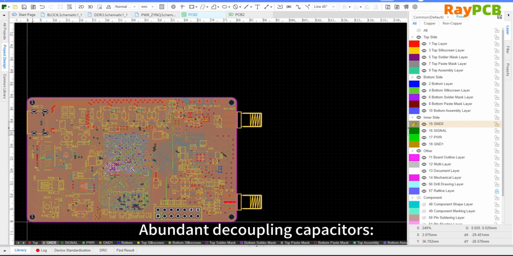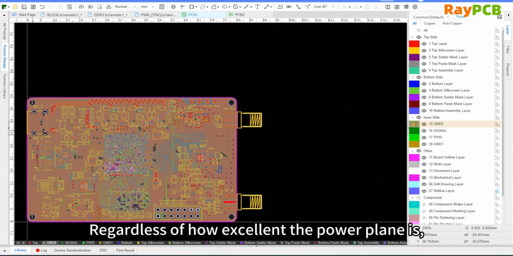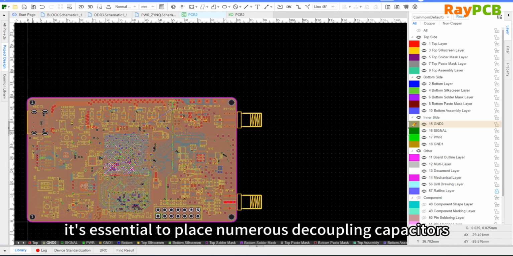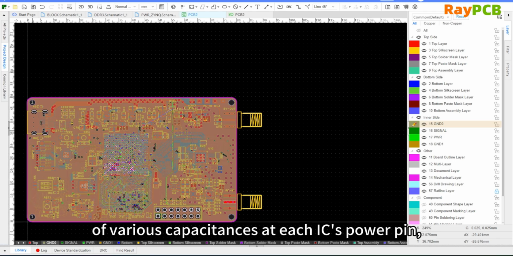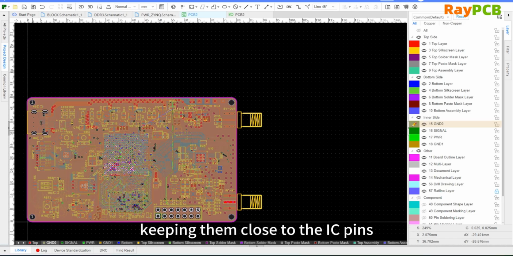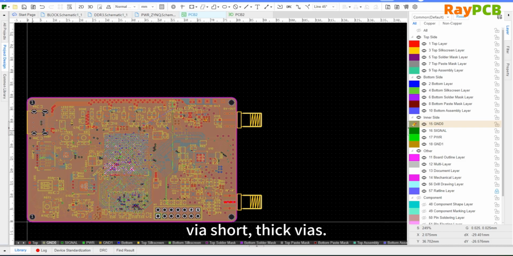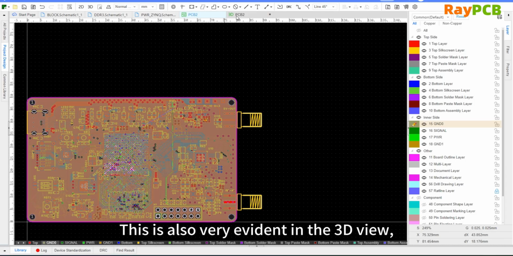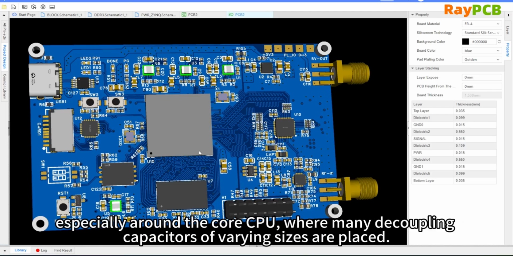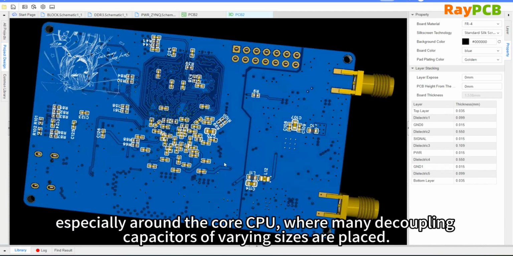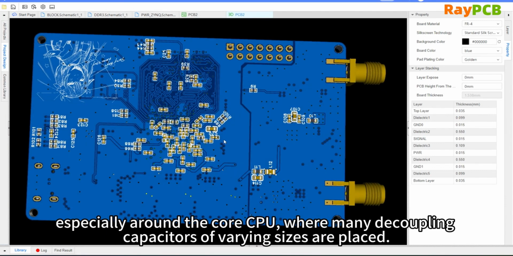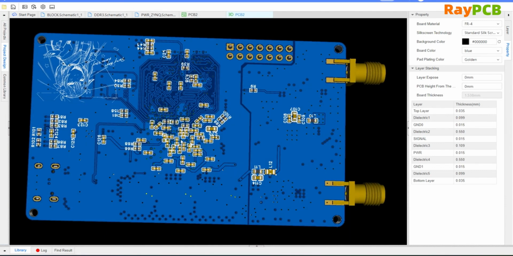A large number of decoupling capacitors. No matter how excellent the power plane is, it is still essential to place a large number of decoupling capacitors with various capacitances at each IC power pin. These capacitors should be placed as close as possible to the IC and connected to the nearest power and ground planes through short, thick vias. This is also very obvious in the 3D diagram, especially above and below the core CPU, where a large number of capacitors of various sizes are placed.